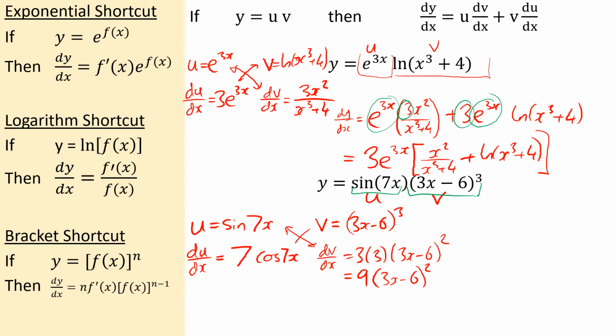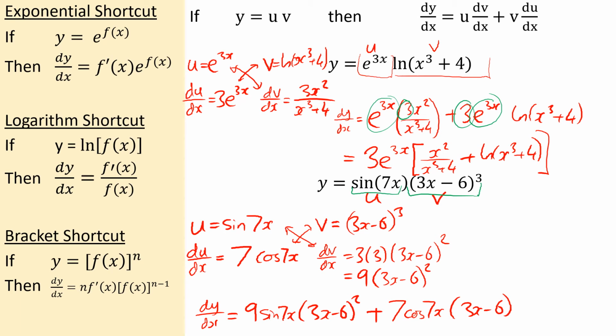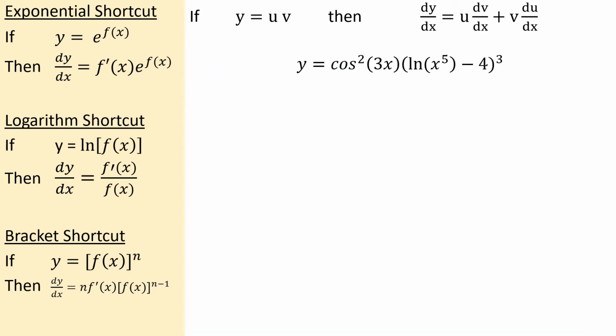Then we can do the same thing, u times dv by dx. So this is going to give us, for our dy dx, 9 sine 7x, 3x minus 6 squared. Now you could obviously put that in different orders. You could put the sine 7x at the end, but that just feels better to me. Plus v du dx, so plus 7 cos 7x, 3x minus 6 cubed. There we go. Okay, so let's put absolutely everything together then with this horrible little question.